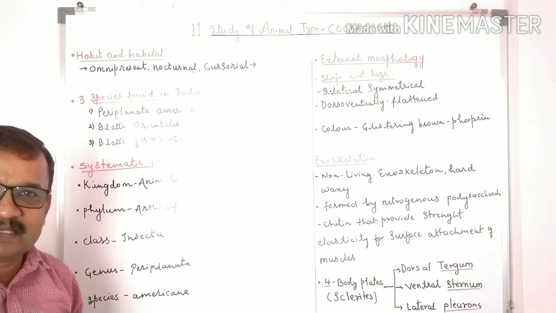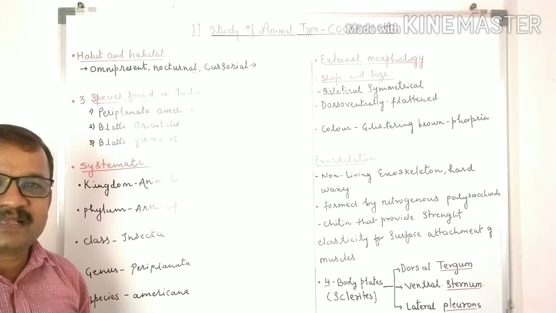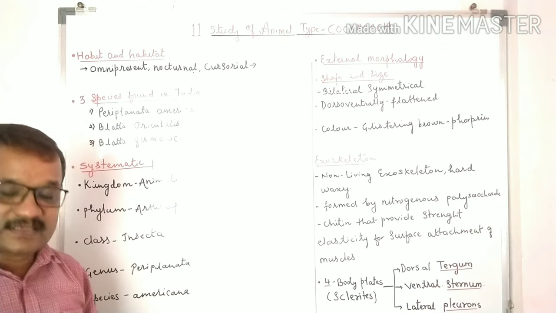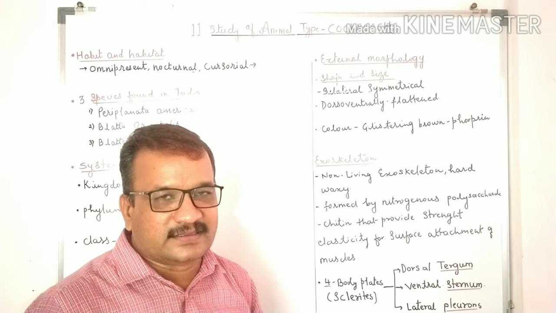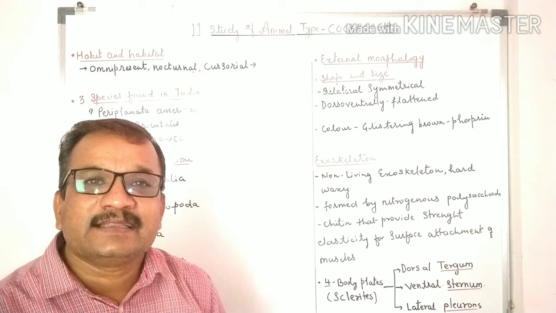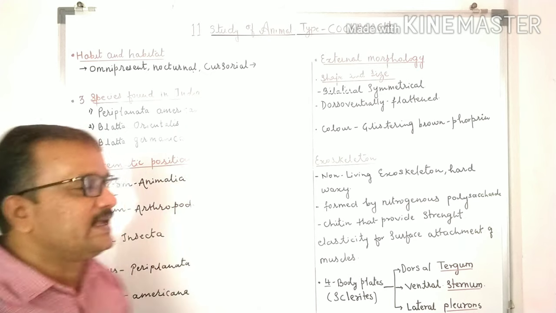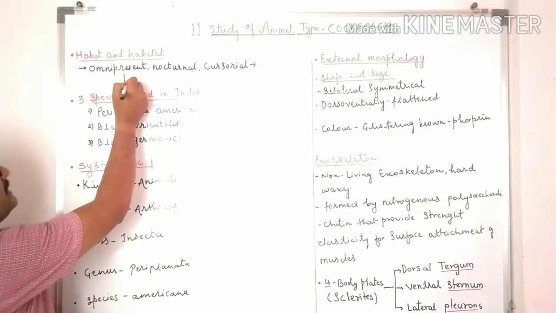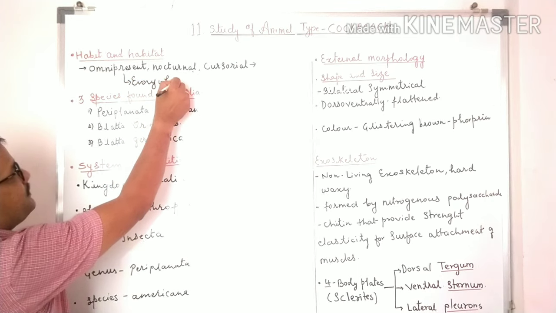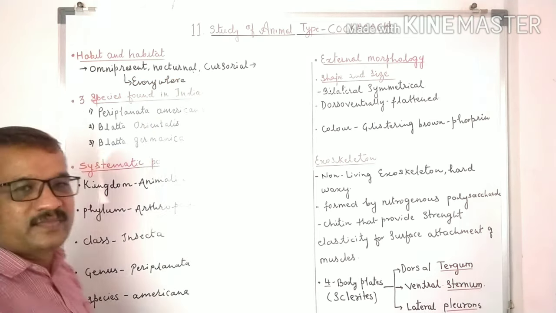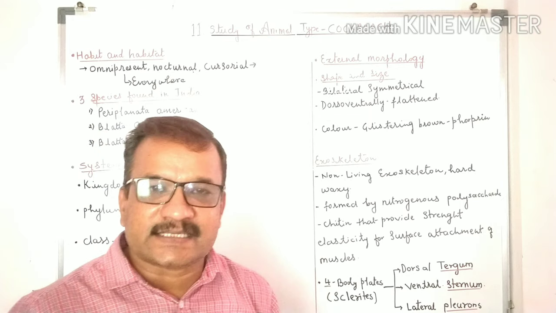So first we should know, what do you mean by omnipresent? Cockroach is an animal which is present everywhere on this earth. So what do you mean by omnipresent? They are present everywhere. So they are called as omnipresent.